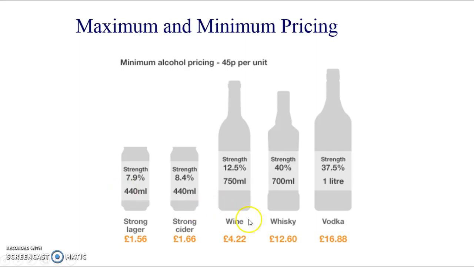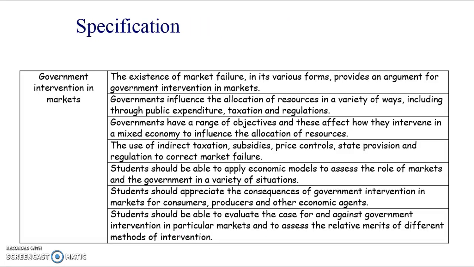And we can see here in the orange the effect on the price of alcohol. The stronger the alcohol is, the bigger the effect it would have. So we're not covering all of these specification objectives, but we're just looking at the effect of price controls on markets. So we're going to be showing some diagrams, and we're going to be looking at some real life examples of price controls and the effect that they have on the market. We're going to be looking at the pros and cons of those as well.